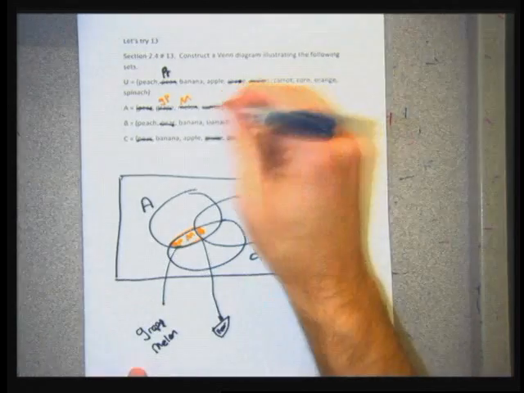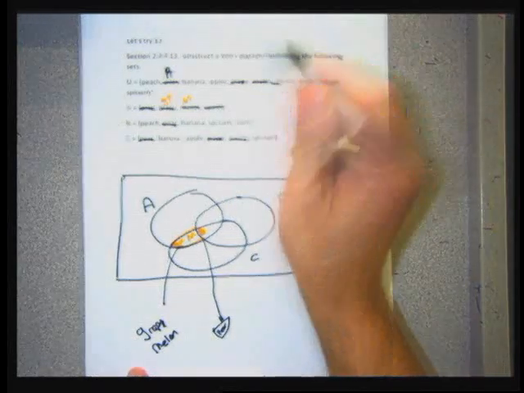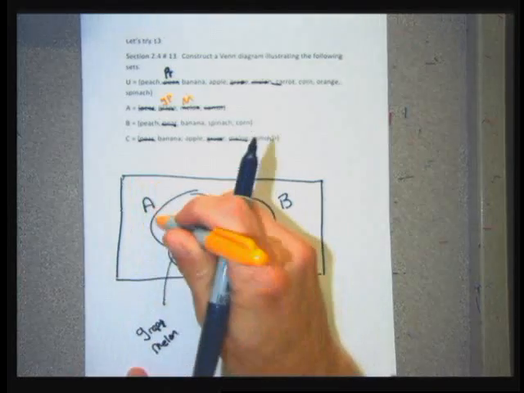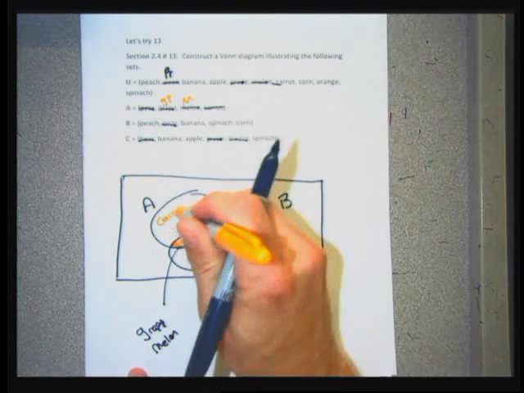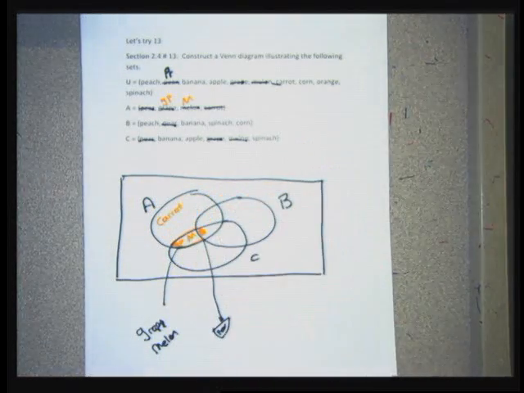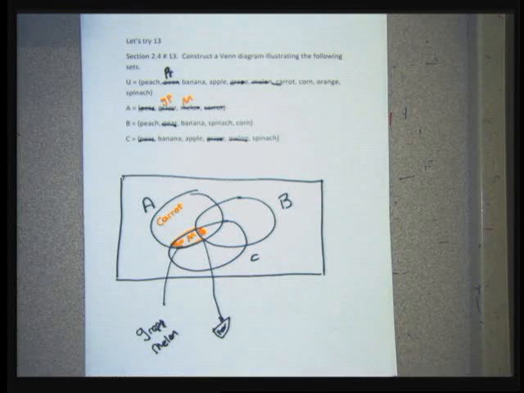The last part of my A is a carrot. I see a carrot in the A set, but not the B and the C set. So carrot is just going to be in the non-overlapping region of the A set. And I could abbreviate it, but since I have room there, I wrote it out.